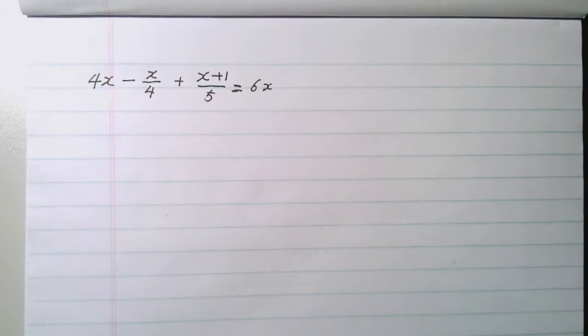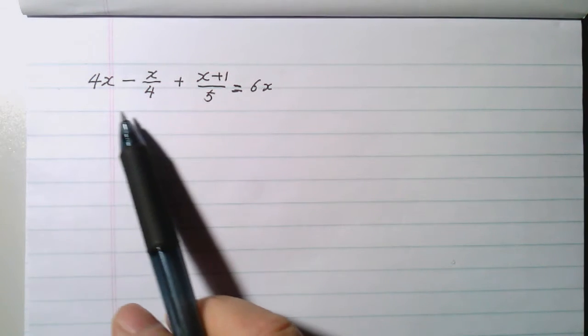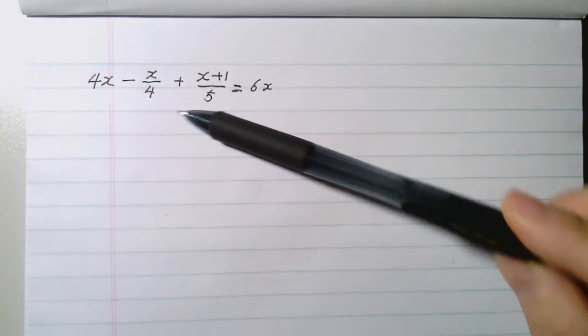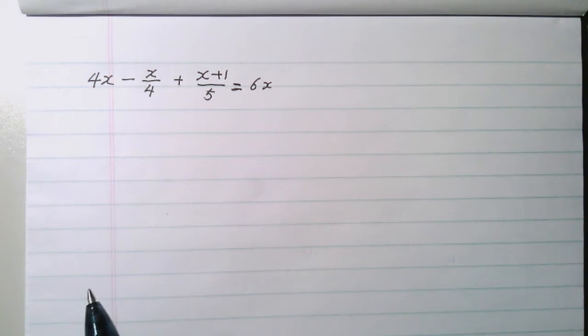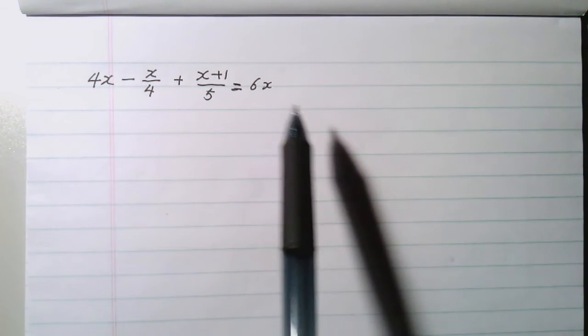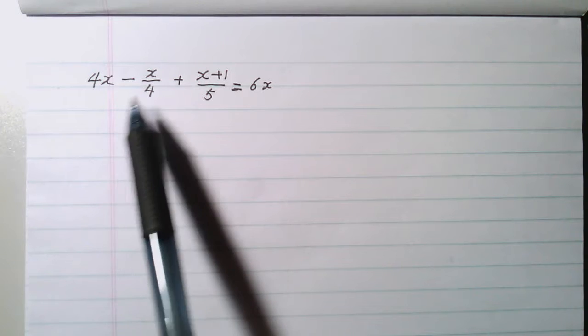In this example, we have a linear equation with fractions. The most common method to solve this kind of equation is to multiply the least common denominator to both sides of the equation to get rid of the denominators. For this case, the least common denominator is 4 times 5, which is 20. So we need to multiply 20 to both sides of the equation, which means every term.